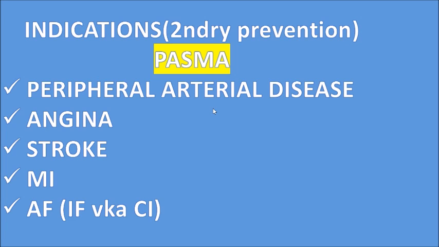So these are used mainly in the prevention of peripheral arterial diseases like Raynaud syndrome or claudication, the prevention of angina, prevention of stroke, prevention of myocardial infarction, and atrial fibrillation as well if warfarin can't be used. You could use this shortcut called PASMA to remember the indications for antiplatelets.